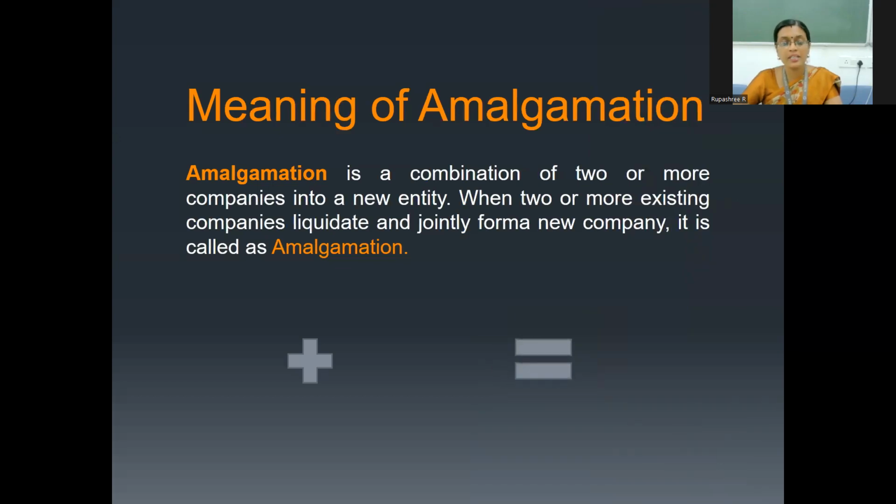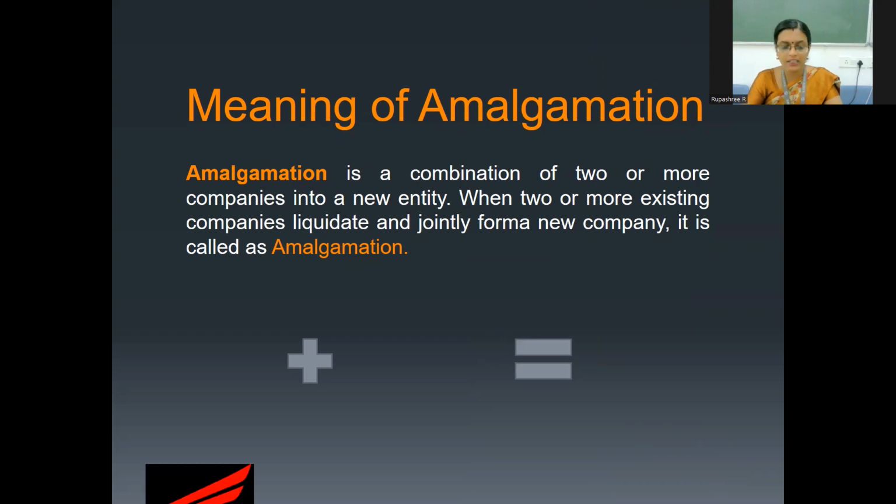In general terms, many people get confused between amalgamation and absorption. So let us clearly understand the difference by understanding the meaning first and then moving on to the differences. Amalgamation is a combination of two or more companies into a new entity. It is a process where two or more existing companies liquidate and jointly form a new company.